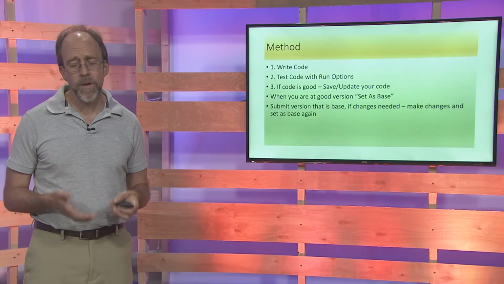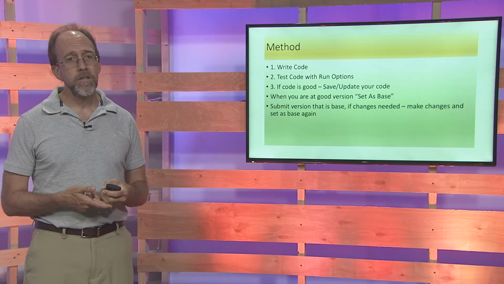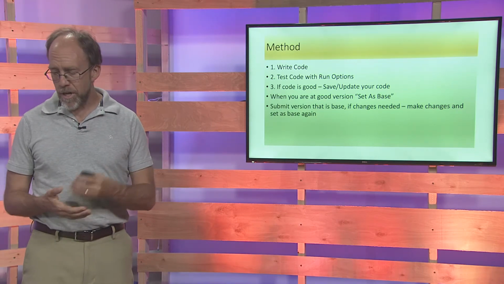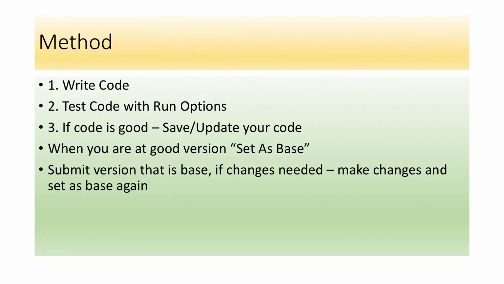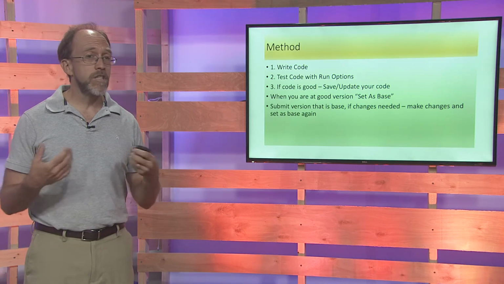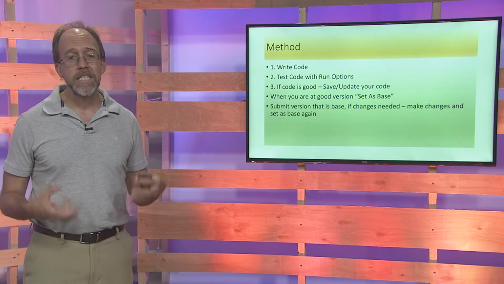So what are you going to do? How are you going to use this? You write code. You test the code by hitting the run option. If the code is good, you save it. If the code isn't good, you keep working on it. And when you get to a version that you really like, you set that code as the base. And if you get to the final, if you've done everything and the assignment is all good, or if it's almost there, I will just say, oh, your code's almost there, but you're not done yet. Even after you submit it, go back and do a little bit more until you get it right.